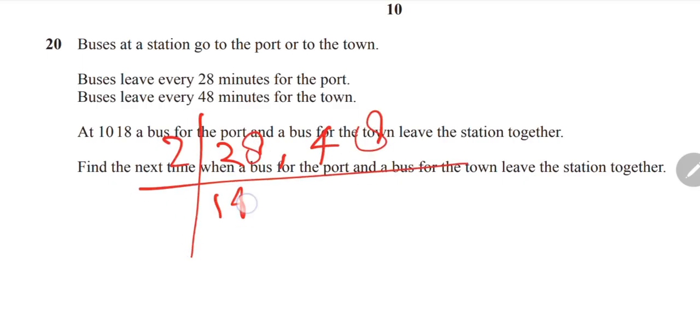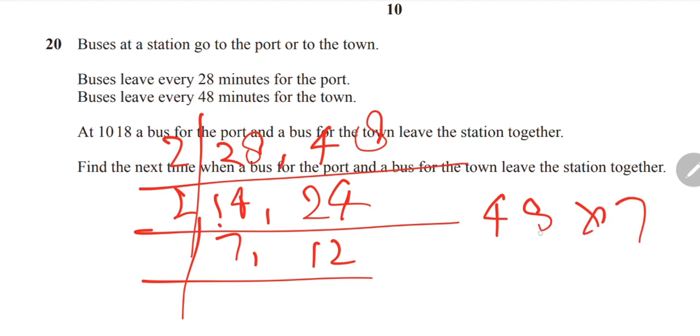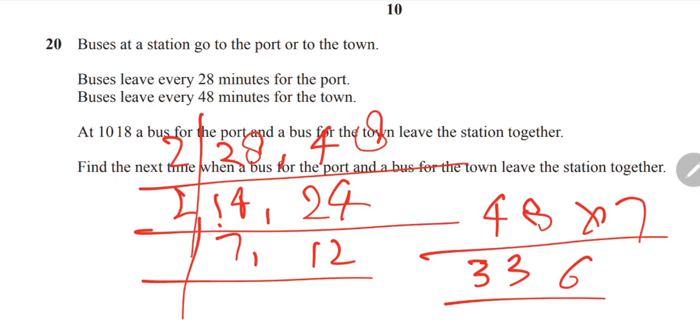and 2, then 14, 24, 2, 7 and 12. Now 12 times 7, then 4 times 48, 48 multiplies 7. So the result is 654, 7 times 20, 4 times 7, 28 and 5, 33. So 336. Add this value: 1018 plus 336.